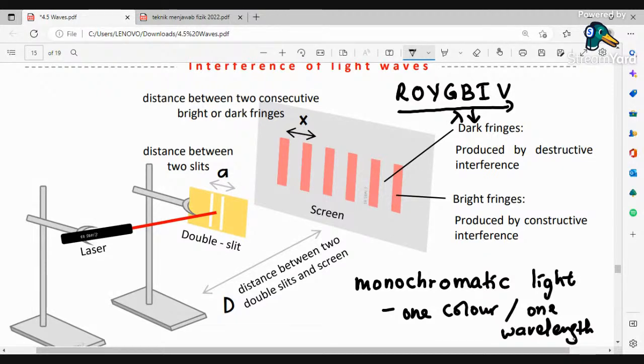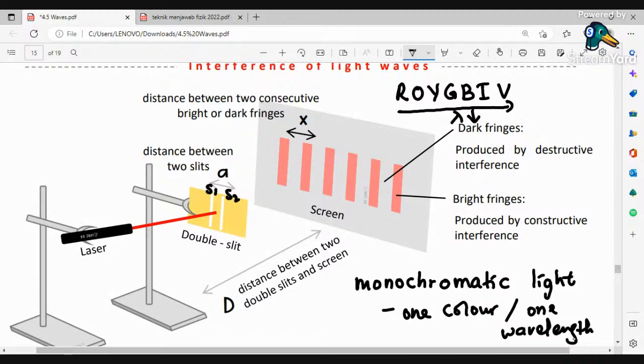Okay, for this interference, we need two sources. For light wave, we need two slits. So this one we form S1, S2. The separation between S1 and S2, or the double slit, is A. When light passes through the double slit, it will fall on this screen. Light coming out from S1 and S2 will superimpose or meet, producing constructive interference, which is bright, and destructive interference, which is dark. So you have bright, dark, bright, dark, bright, dark, and so on.